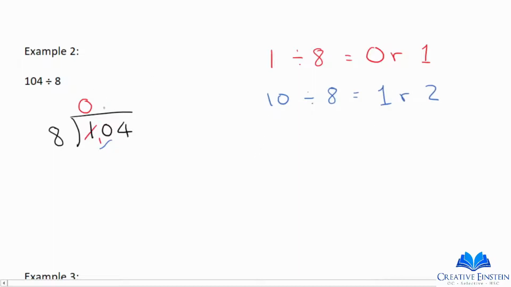So I write 1 on top of the 0 and 2 in between the 0 and the 4. That reminds me that the next number I need to be using is 24. But just before I do that, I'm going to cross off the 0 just to remind myself that I've used it. So now 24. 24 divided by 8 equals 3, remainder 0. So there's the 3. There's remainder of 0, so I don't need to write anything. So my answer is 13.